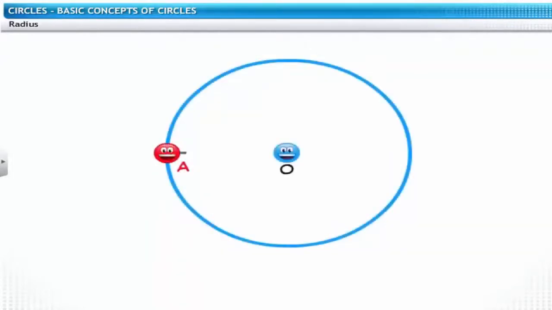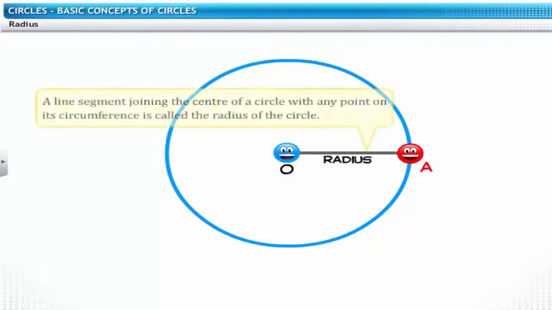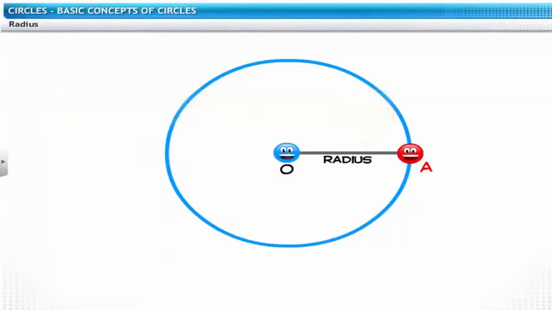Remember the line we used to join Mr. A and Mr. O. This line is the fixed distance at which Mr. A moved around Mr. O. This distance is also called the radius. A line segment joining the center of a circle with any point on its circumference is called the radius of the circle. The term radius is used to represent both the line segment joining the center to the circumference and the length of that line segment.